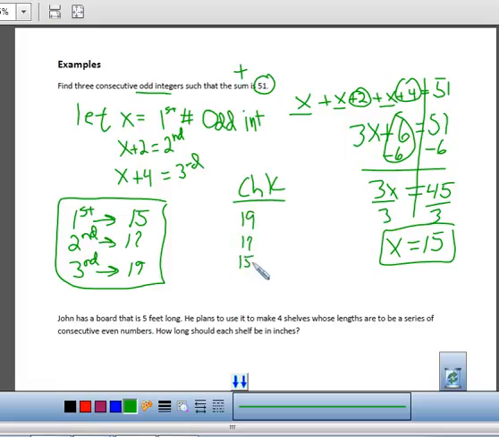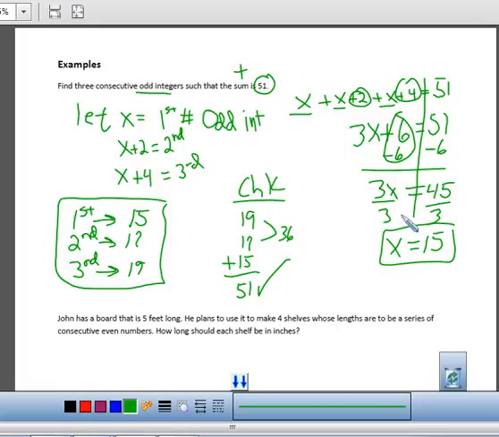Now, I'm sorry, I can't help it. I always have to go greatest to lowest when I'm setting up my addition. 19 plus 17 is 36. 36 plus 15 is 51. That checks, so we are good. Alright, so there is an example of how to do the consecutive number problem.